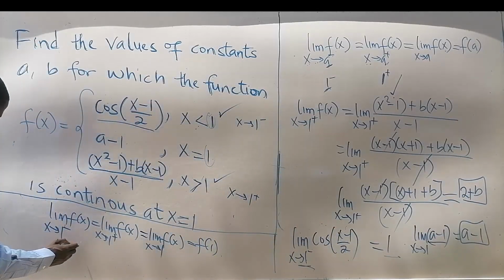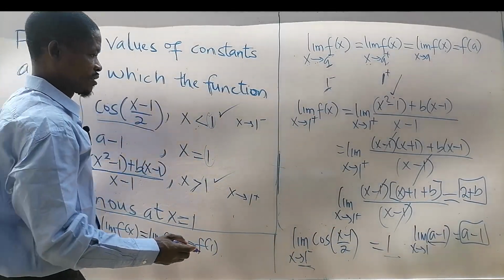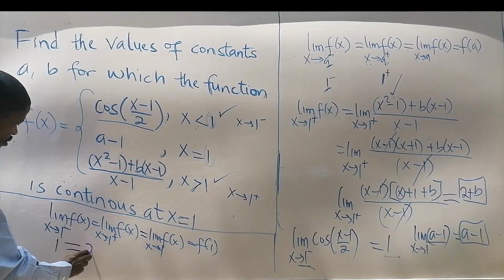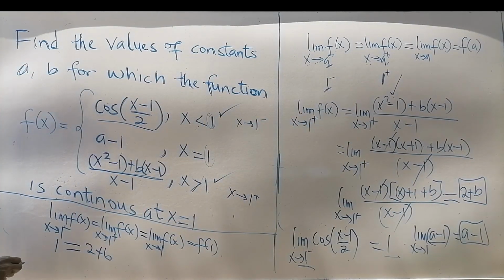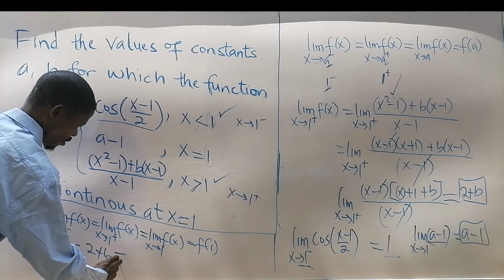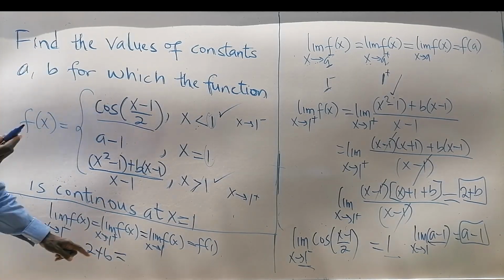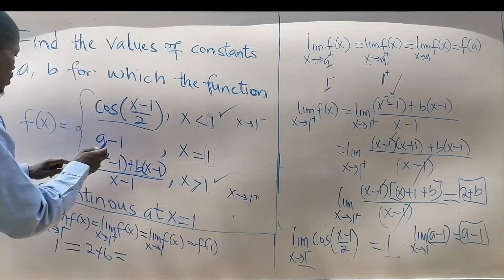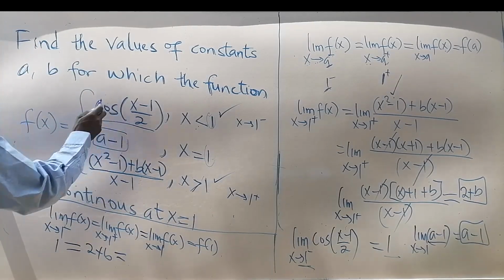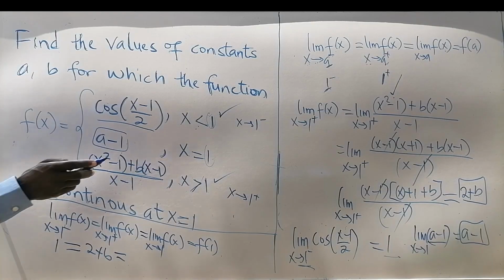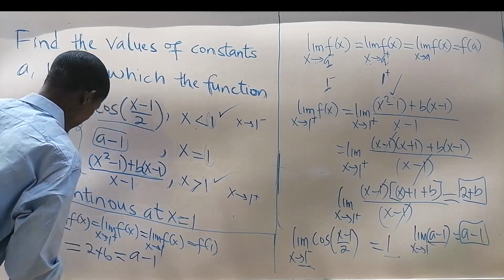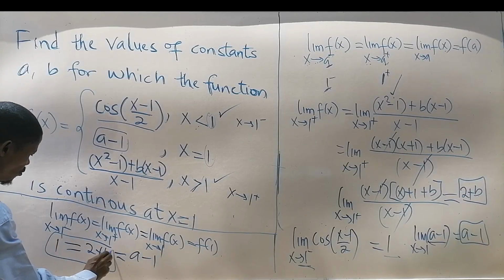Okay? Equal to the right hand side limit, we have what? 2 plus what? 2 plus b. Okay? And that must be equal to the limit of f of x as x tends to 1, which is f of 1. And f of 1 is what? That's a minus 1. Okay? I've done that. A minus 1. Okay? So we can solve this. We can solve this too.